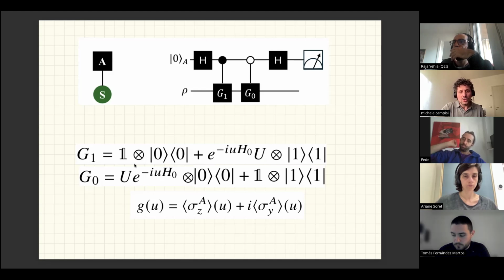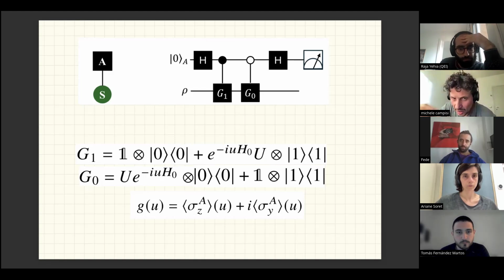Okay, so you see, basically you fix this delay time little u here. Okay, you repeat this circuit a big number of times. You collect the statistics, and you collect basically the sigma z and sigma y polarization, the average value of sigma z and sigma y, and you construct this function g of u.